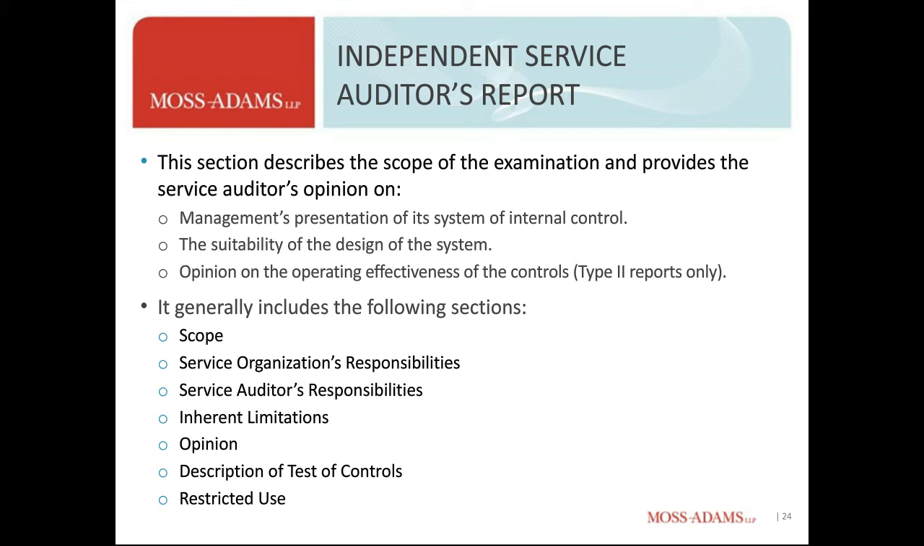So first of all, there's the Independent Service Auditor's Report, which is going to lay out management's presentation of the system, the suitability of design, and then overall the opinion on whether the operating effectiveness of the controls is working. And in parentheses there I say type 2 reports. If it was a type 1 report, it would be an opinion over the design.